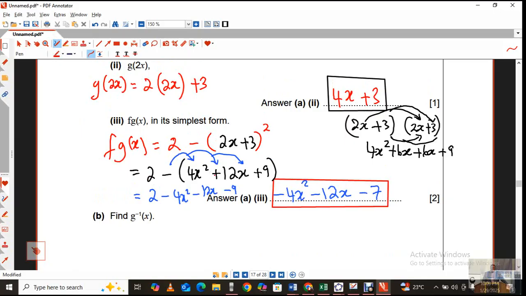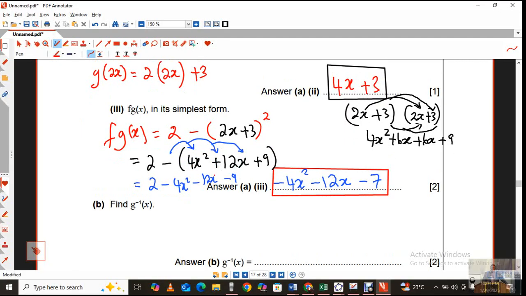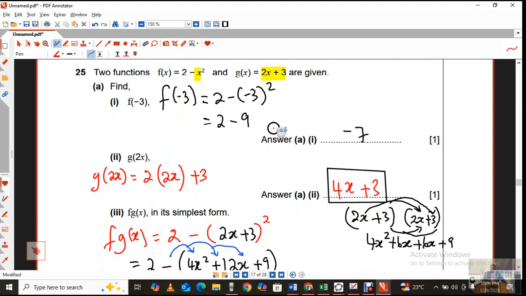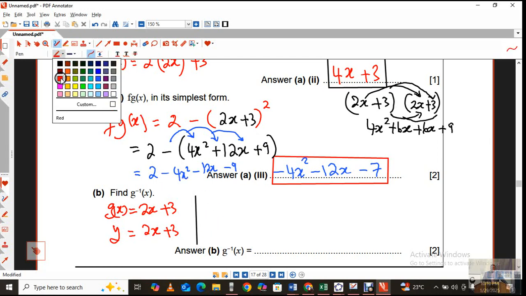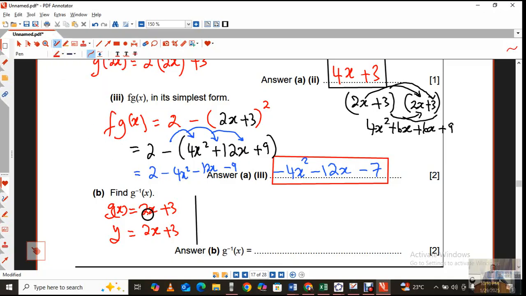So let's just write down what it was. g of x is equal to 2x plus 3. It obviously comes from here. So for the inverse of that, you're going to write y equals 2x plus 3, and then you will be swapping the letters. But this one you can also solve by inspection, because you should realize that here the 2 is being multiplied, so we expect it to be divided. Here the 3 is being added, so expect it to be subtracted. It's the inverse operation.